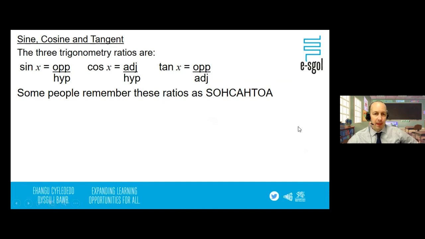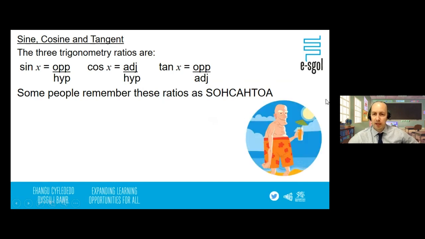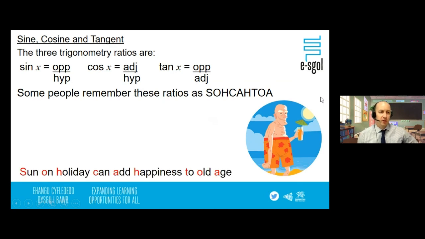Some people remember SOHCAHTOA, that strange looking word I've got on the screen there, and that's a way of remembering the formulas. What I teach my classes is imagine this old man on a beach there enjoying himself in his old age, and I teach him the little phrase, son on holiday can add happiness to old age. Now I know it sounds a little bit strange, but if you remember that in the exam, and as you're writing it, I tell my pupils to write, I'll probably say this a few times in this session, son on holiday can add happiness to old age.